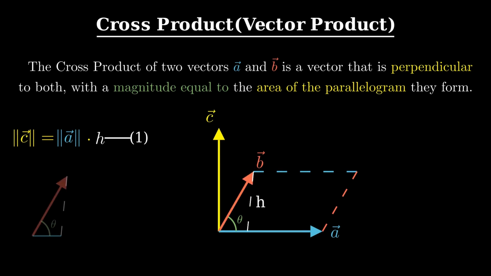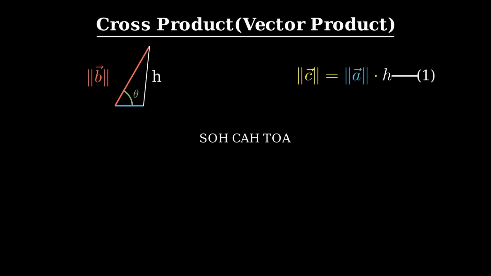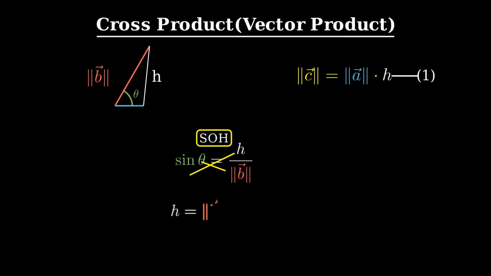The next step is to take out the right angle triangle in our parallelogram. The hypotenuse is just the length of the vector B, and what we want to do here is make our height h the subject of the formula. So using SOHCAHTOA, since we already have both the opposite and the hypotenuse, we use sine. So sine theta is equal to h over the length of vector B. So we cross multiply, therefore making h equal to the length of vector B times sine theta. We'll label this as equation 2.